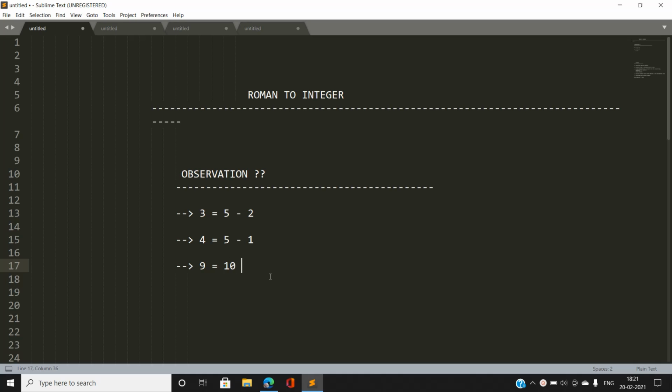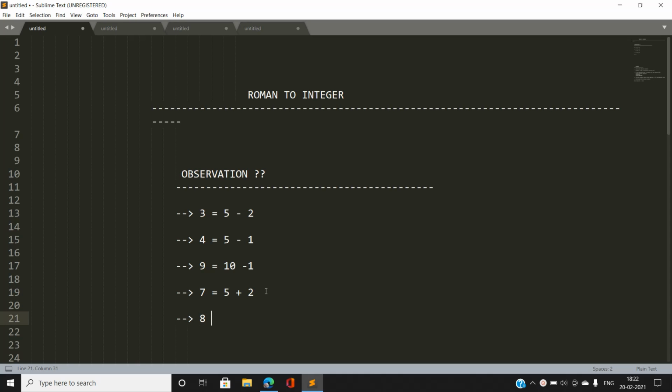10 minus 1. And now the key observation is, suppose you have to write 7, then how are we going to write? I am going to write 5 plus 2. The only main thing that is creating a problem is how I am going to determine the minus sign and how I am going to determine the plus sign. In case of 7 I am using 5 plus 2. In case of 3, you can see I am using 5 minus 2, and let's say I have 8 here also.